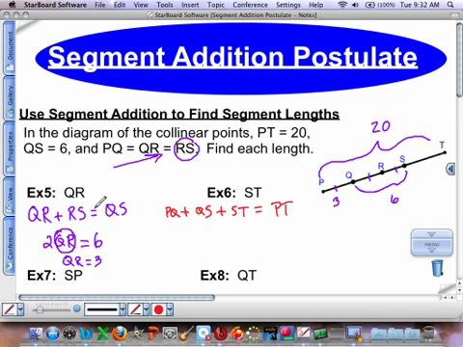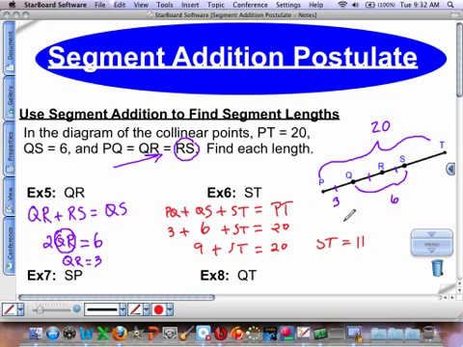Right. Okay, now we start plugging in the numbers. PQ is 3, QS is 6, we have our unknown ST length. How long is PT? 20. So 9 plus ST is equal to 20, and therefore ST equals 11.